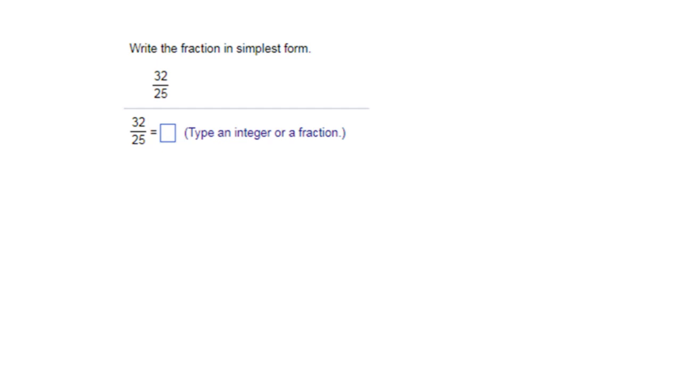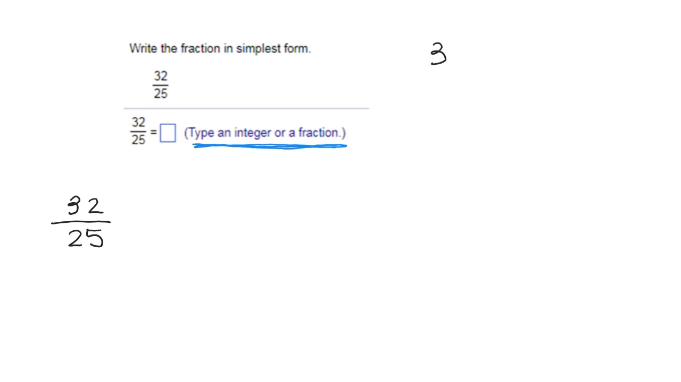So one last problem with reducing to simplest form. We have 32 divided by 25. Now, although this is an improper fraction, it's not asking us to write it as a mixed number. So make sure you read these instructions where it says type an integer or a fraction. It did not ask for a mixed number. So one of the things we can do here again is the factor tree if you like.